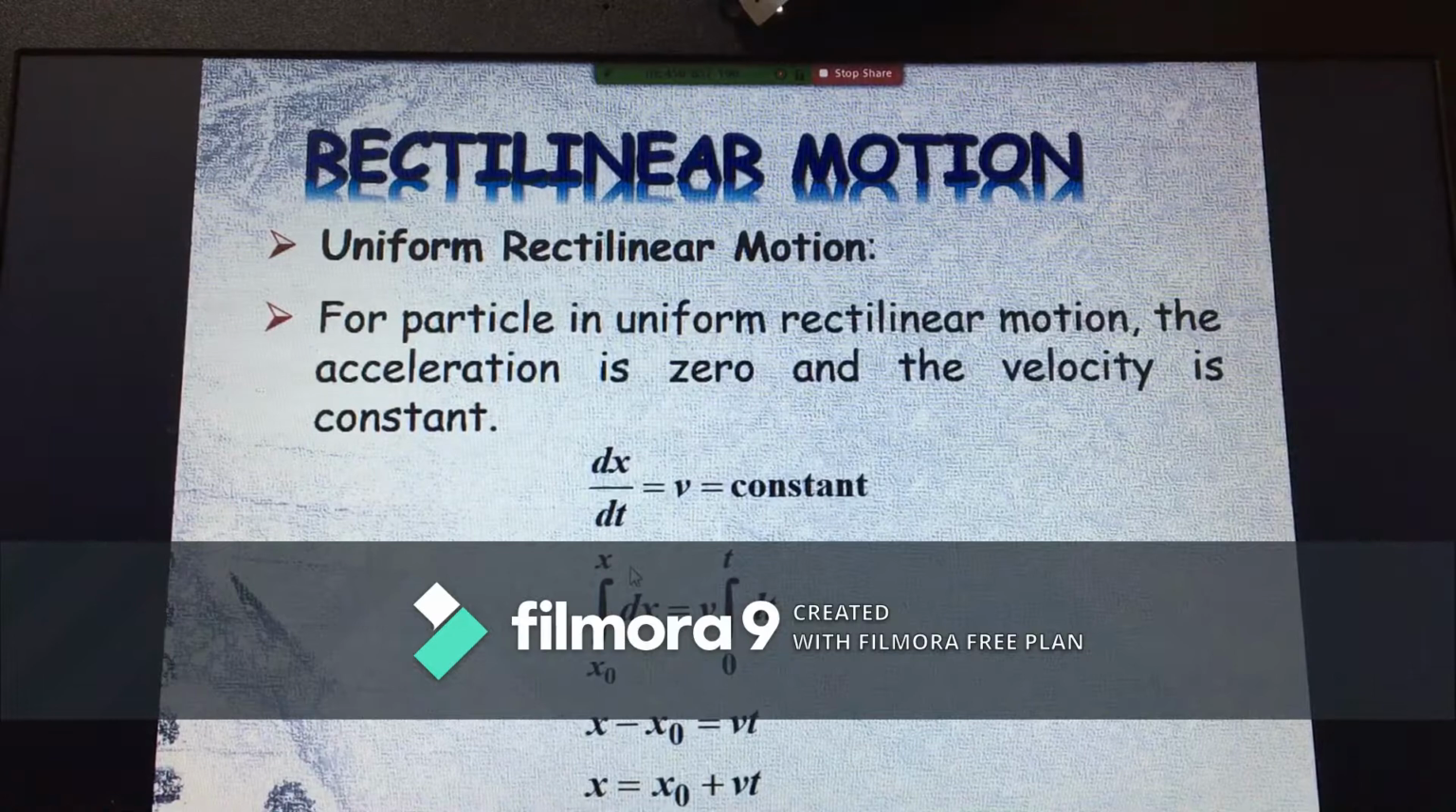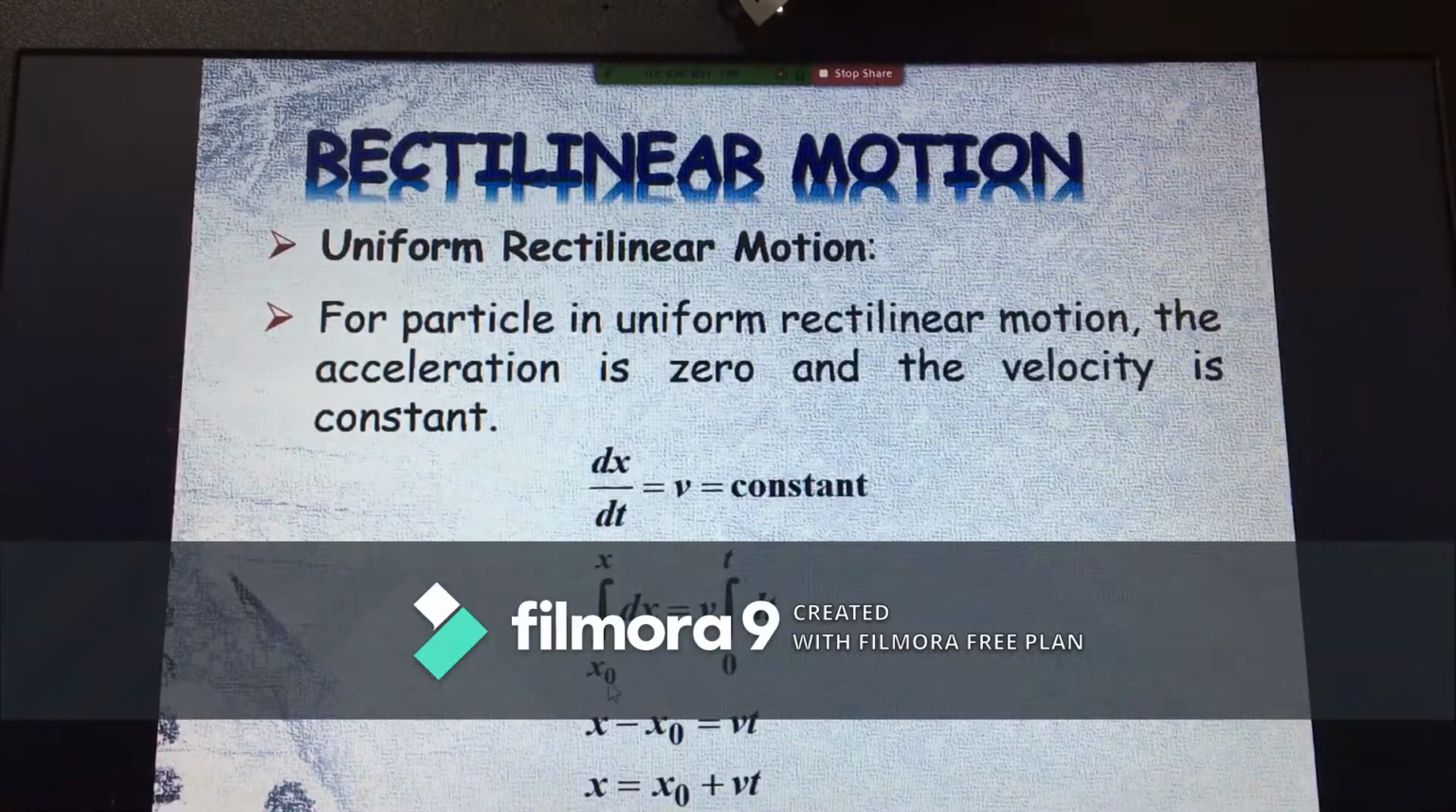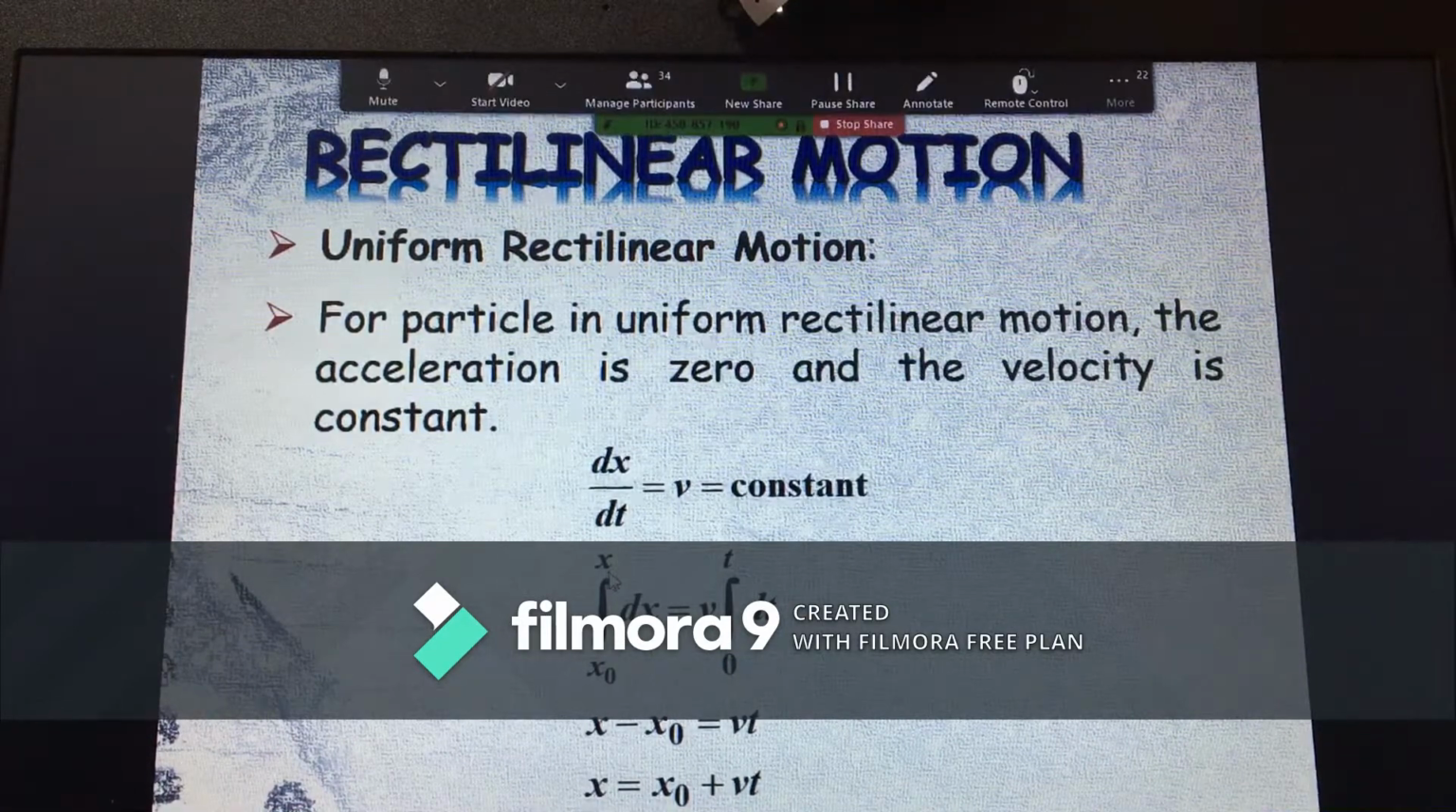Now if we integrate both sides, so we have this integral sign on both sides. For x, the limit, class, is from x equal to 0, meaning this is the position of the particle before the particle moves, or the initial position of the particle. And the upper limit is the final destination or final point where the particle stops moving. So we call it x.